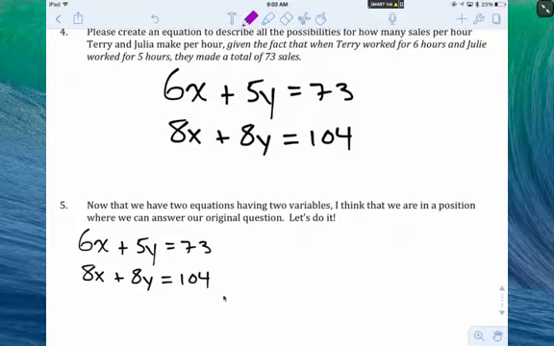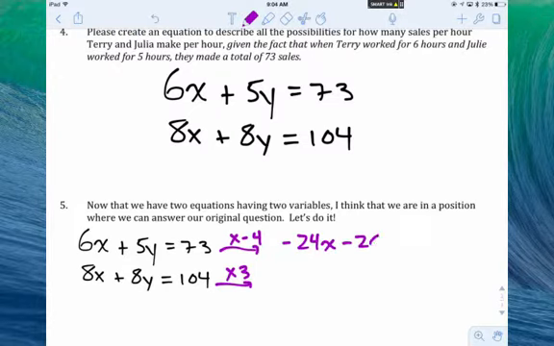And I think that the easiest variable to eliminate in this case might be our x's. So I'm going to multiply both sides of this top equation by -4. I'm trying to get a -24x here. That's kind of the goal. And I'm going to multiply both sides of this bottom equation by 3, so I get a positive 24x here. And then they'll add to 0. So we end up with -24x, minus 20y equals, 73 times -4, -292.